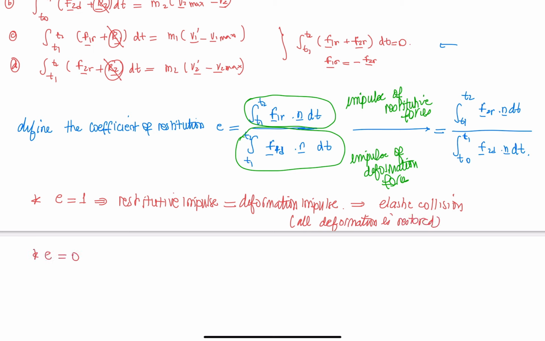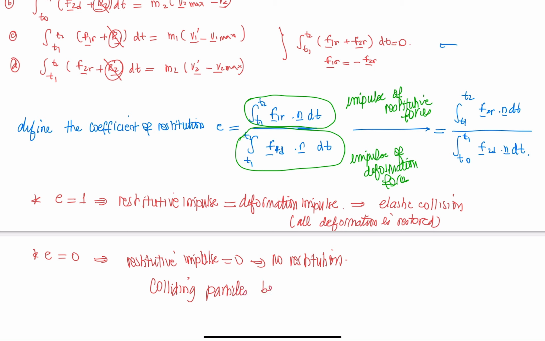On the flip side, if E equals 0, then the restitutive impulse is equal to 0. Then there is basically no restitution. Basically, the bodies, when they impact, are like clay particles, and they're going to come and stick into one. Colliding particles stick together to become one.